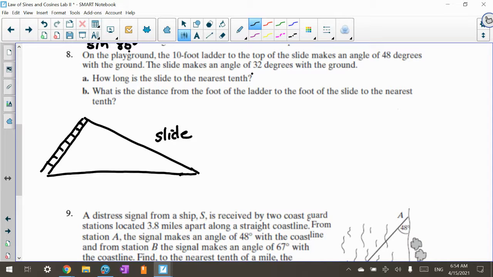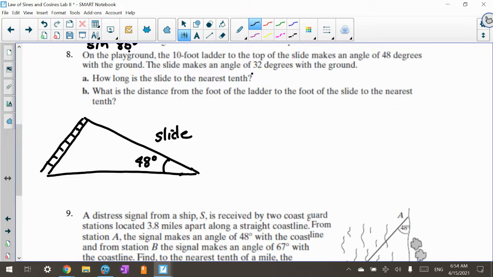Is that right? The slide makes an angle. Oh, no, it says the slide makes an angle of 48 degrees. So this comes over here. Oh, I almost put it in the wrong spot. So the slide makes an angle of 48 degrees with the ground. Wait a minute. The 10-foot ladder to the top, which makes an angle of 32.